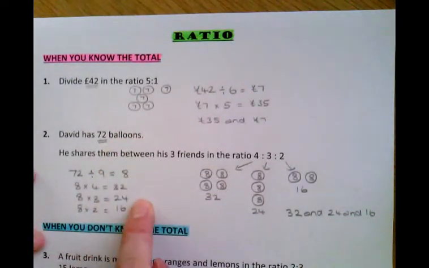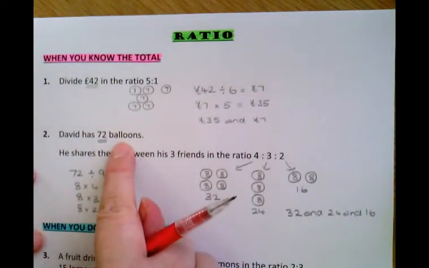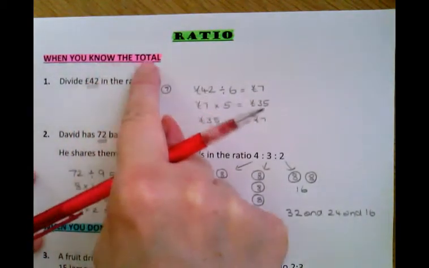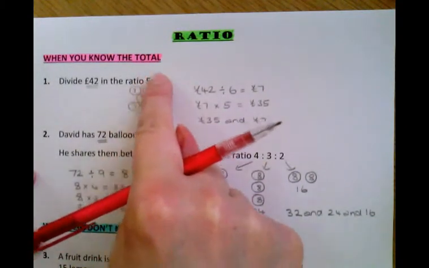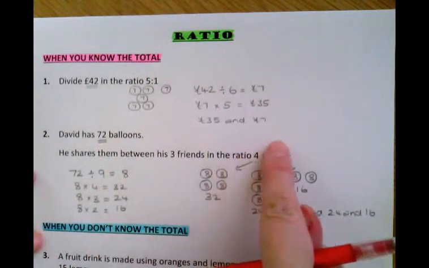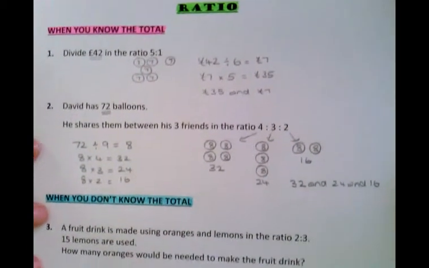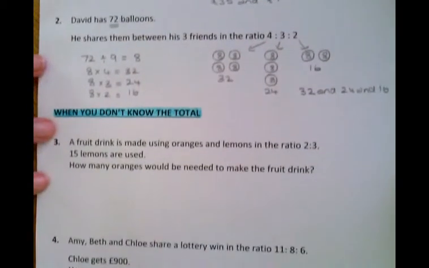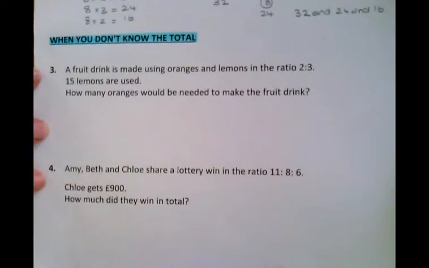These first 2 questions, both times you were told the total amount of money or the total amount of balloons that you had at the start. So whenever you know the total, you divide by the total of the numbers in the ratio. So here we divided by 6 and here we divided by 9. The last 2 questions we're going to look at, you don't know the total, so you don't total up the numbers in the ratio, you do them slightly differently.